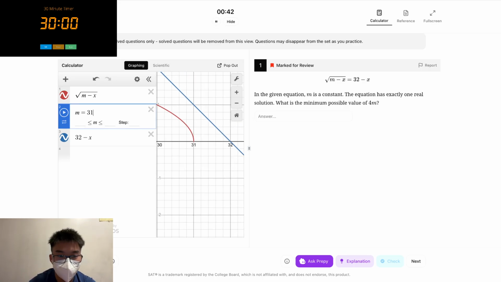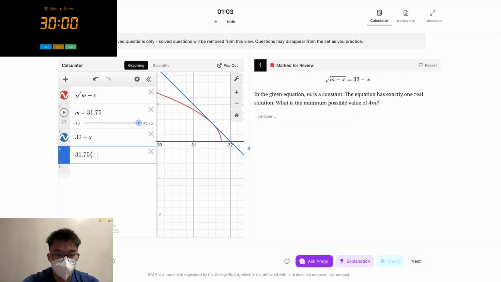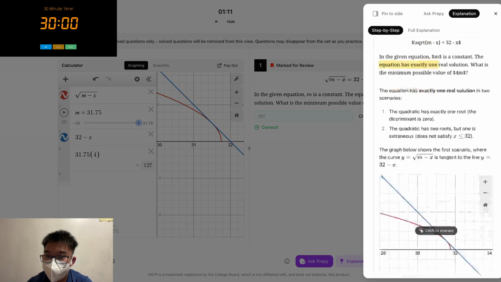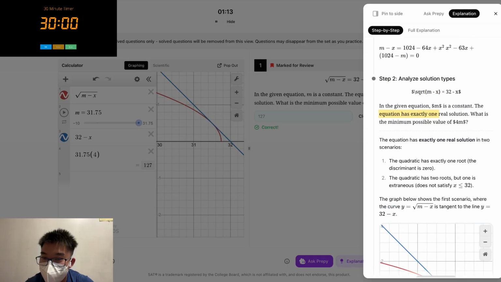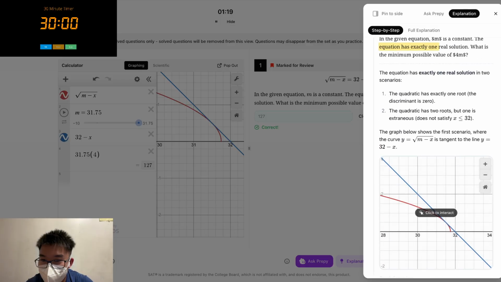So 31 does not do. 31.5, 31.75. Is there only one solution here? So m is equal to 31.75, and the possible value for 4m will be 31.75 multiplied by 4, 127. Let's see if that's correct. Yeah, that's correct. So this is the exact same way to solve it: you get the same formula, and then you get the discriminant of this.